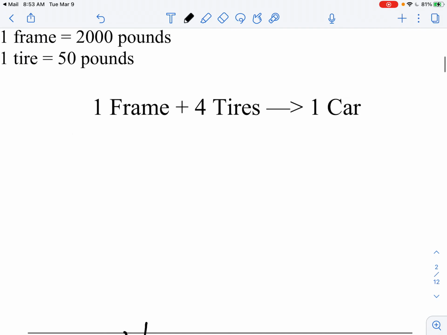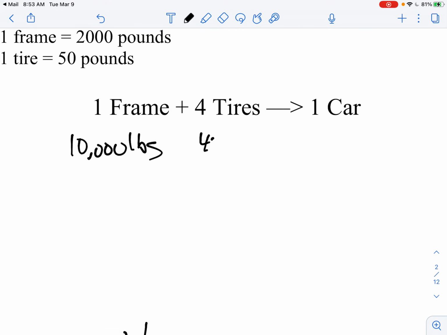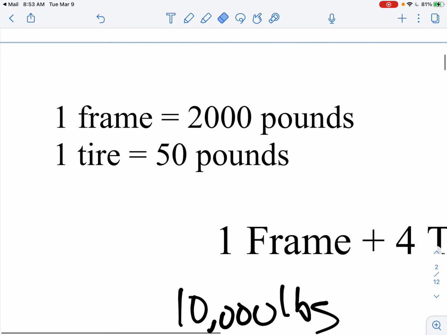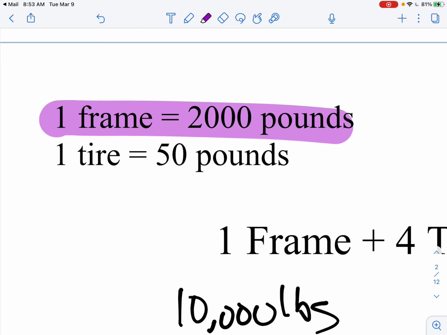So if we start here at 10,000 pounds of frames, are we going to need 40,000 pounds of tires because it's a 4-to-1 ratio? And the answer, of course, is no. That's silly. Why? Because tires and frames don't weigh the same amount. They are not the same weight. One frame is about 2,000 pounds and one tire is about 50 pounds. Now, I've just given you those.